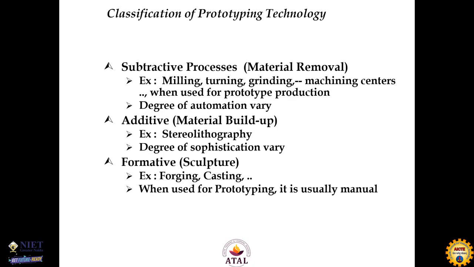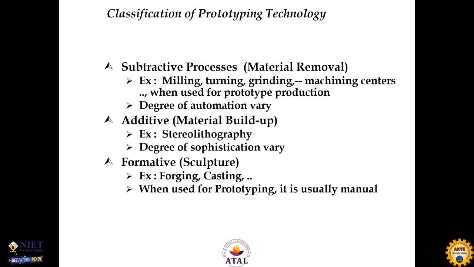Rapid prototyping technology can be classified by different parameters. The subtractive process is the conventional material removal process, for example milling, turning, grinding, machining. When used for prototype production, the degree of automation is fine. In past times, the subtractive process was used for prototyping.